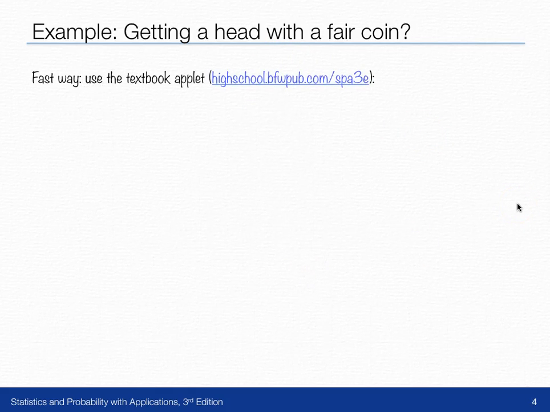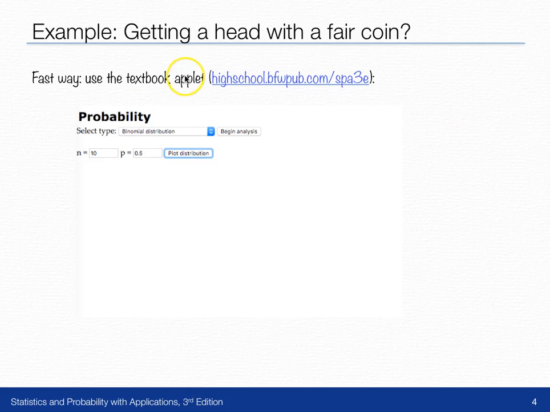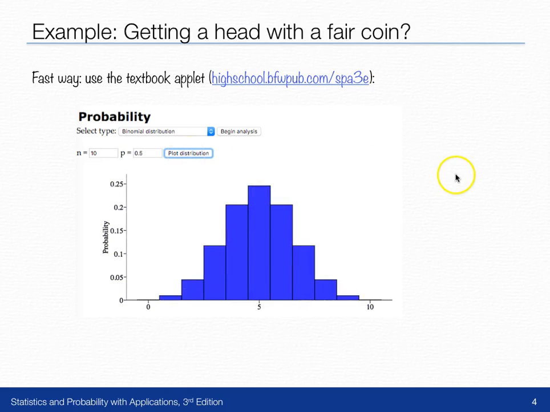There is a fast way to do this. We can use our textbook applet at highschool.bfwpub.com/SPA3e. And what you get when you get to that probability page is you can select the binomial distribution and say that we want n equals 10. That means we're doing 10 flips, and the probability of success is equal to 0.5. And we can say plot the probability distribution for the binomial distribution when n is 10 and p is 0.5. When we click that button, we get the distribution, and you'll notice it's exactly the same distribution as we made when we did it the long way.